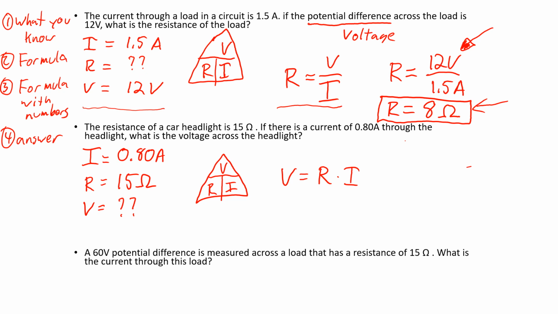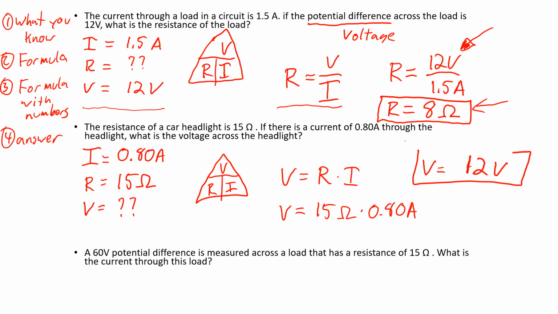Now I'm going to do my formula with my numbers. Voltage equals 15 ohms times 0.8 amps. So 15 times 0.8, and I get 12. My unit for that is volts. Now I have my answer that I put in a box.